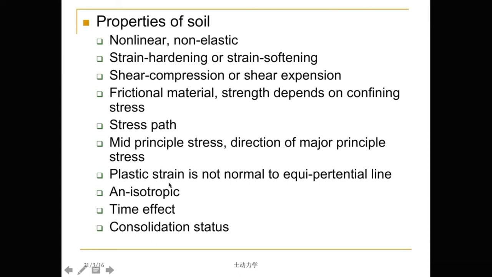Next is plastic strain is not normal to the equipotential line. Usually there's a critical line, and in the critical line, the strain will develop normal to these critical curves. But in fact, we can observe in some conditions that the development and direction of strain and the direction of stress are not the same.